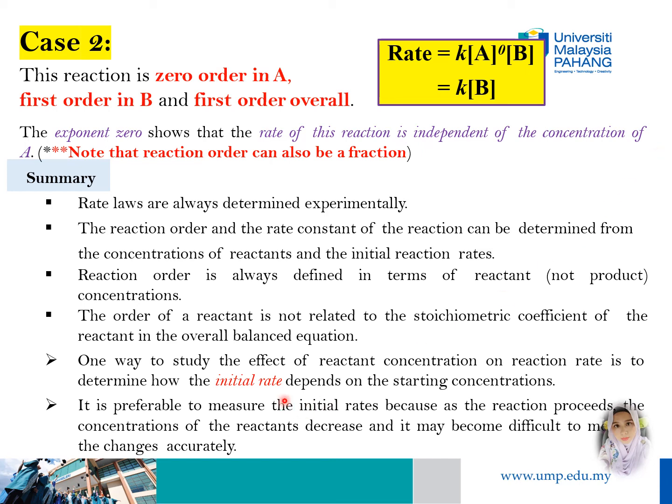So from this we can summarize that the rate law is always determined experimentally, and the reaction order and the rate constant of the reaction are determined from the concentrations of the reactants, not the concentration of the products. The order of the reaction is not related to the stoichiometry of the reaction, based on the overall balanced equation, but is related only to the concentrations of the reactants.